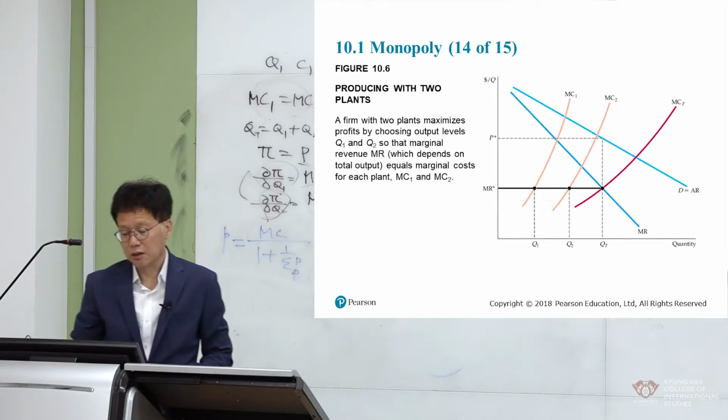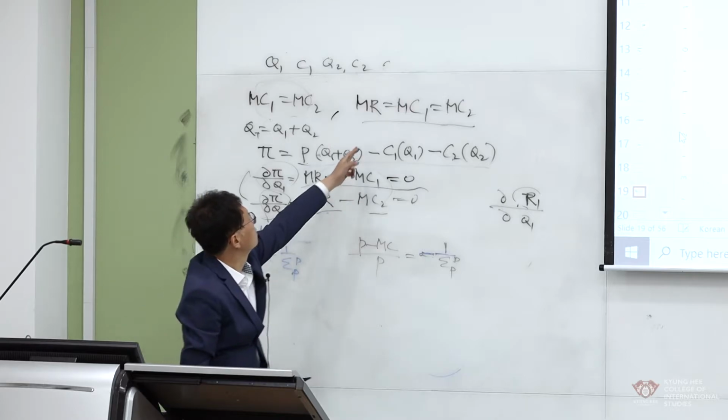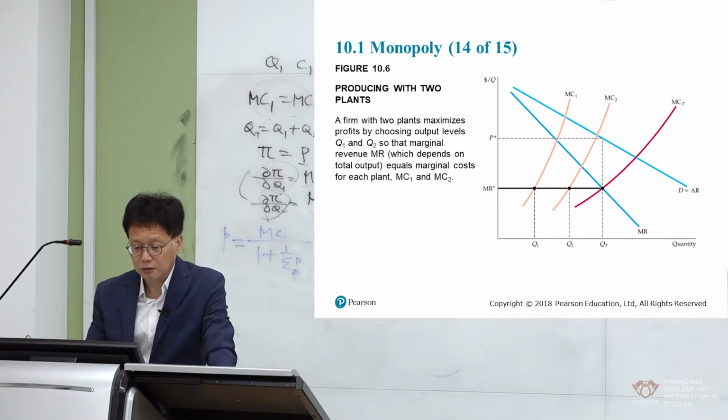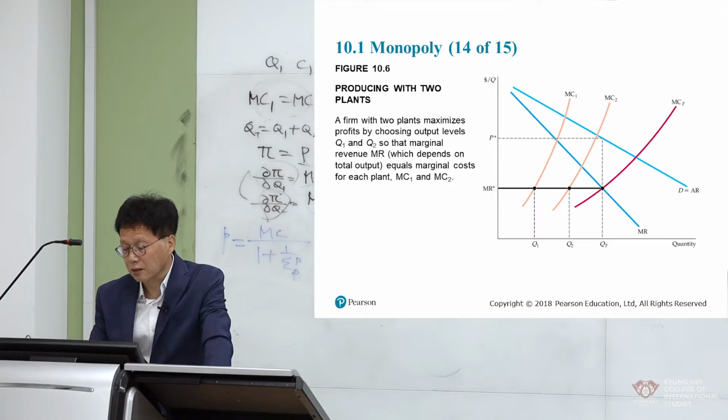So, a graphical explanation of this, right? In figure 10.6, that is the marginal cost function for plant 1. MC2 is the marginal cost of plant 2, right? At the same price, plant 2 produces more than plant 1. So this means that plant 2 is more efficient, I think, right? Anyway, that is MC1, MC2.